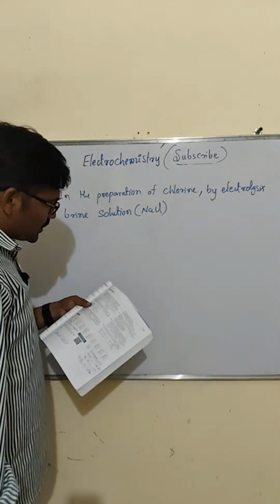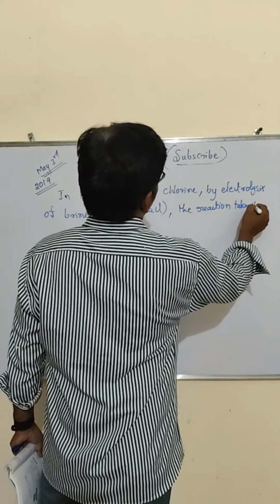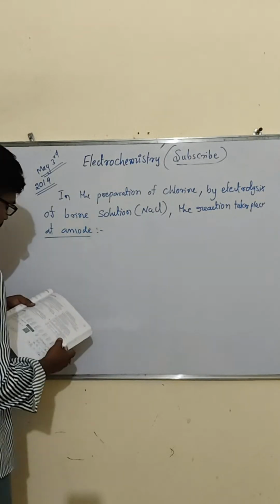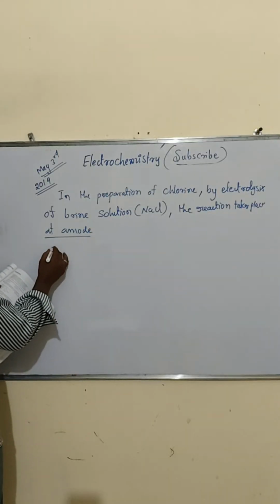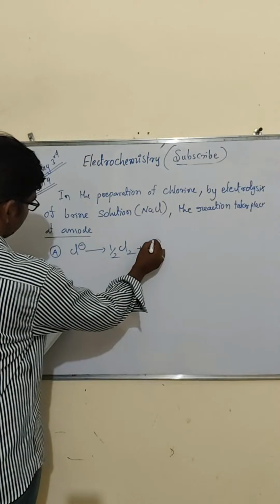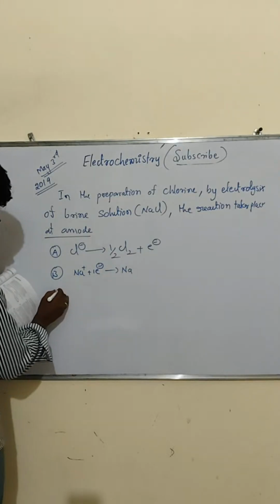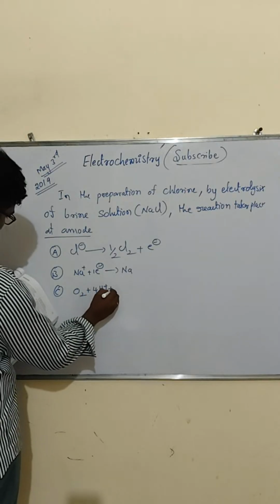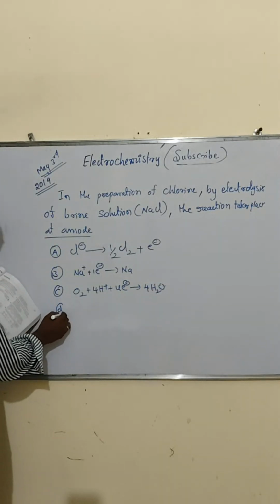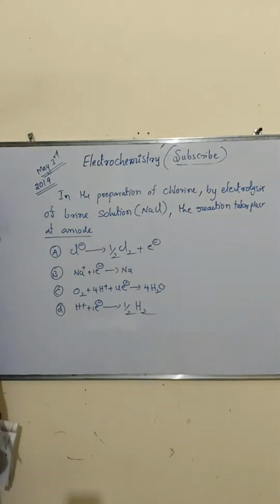The reaction that takes place at anode is, anode దగ్గర ఏ రియాక్షన్ జరుగుతుంది? సో ఆప్షన్ చూడండి. Option A, Cl minus gives rise to 1/2 Cl2 plus electron. Then B, Na plus by taking one electron gives rise to Na. Then C, O2 plus 4H plus 4 electrons gives rise to 4H2O. Then option D, H plus plus 1 electron is converted into 1/2 H2. These are the reactions given.